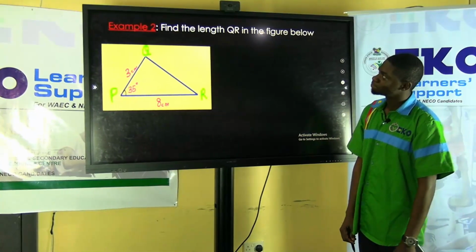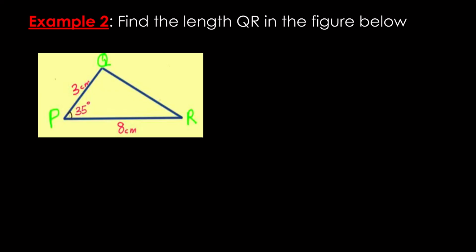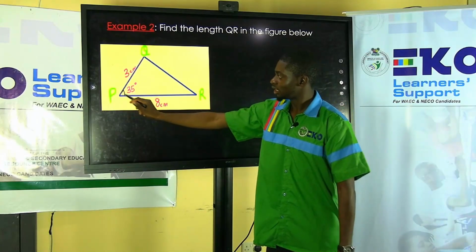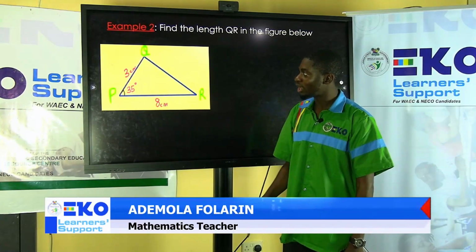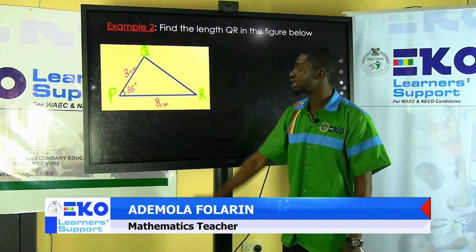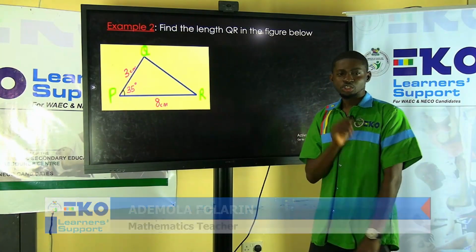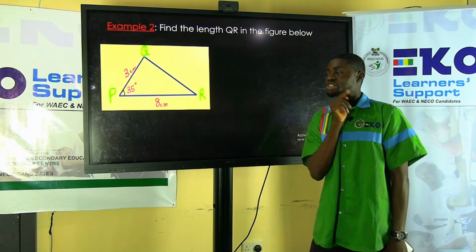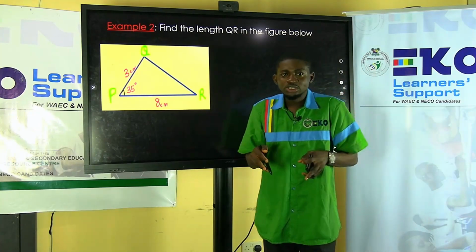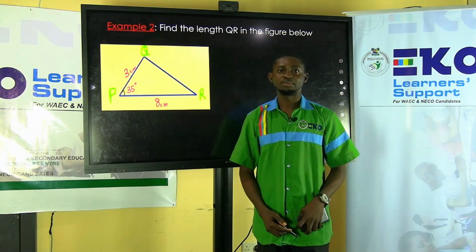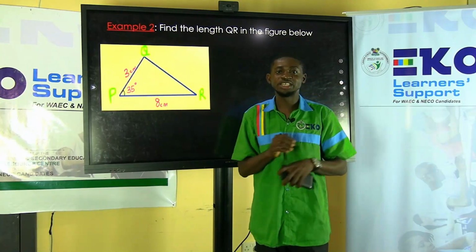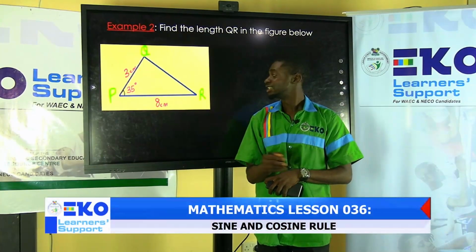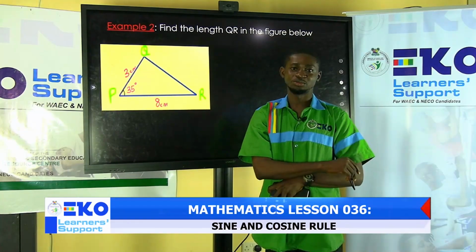Now, let's look at this. We are to find the length of QR in the figure below. This is P. Angle P is 35 degrees. Q is not known. R is not known. However, side PQ is 8 centimeters and side PR is 3 centimeters. So this goes with one of the conditions that says 2 sides and the angle between them. When we have 2 sides for a non-right angle triangle and the angle between them, yes, we consider cosine rule.